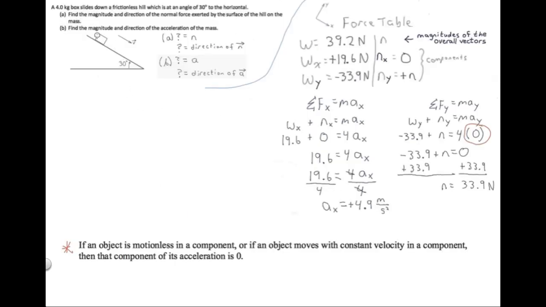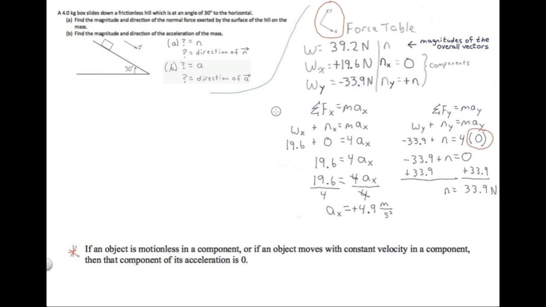The box is moving parallel to and down the hill. The box has no motion perpendicular to the hill. That means that the box is moving in the x component. The box has no motion in the y component. Since the box is motionless in the y component, the acceleration is 0. So we can substitute 0 for a sub y in our Newton's second law y equation. There's no reason to think that a sub x is 0, so we'll simply continue to use the symbol a sub x for a sub x.